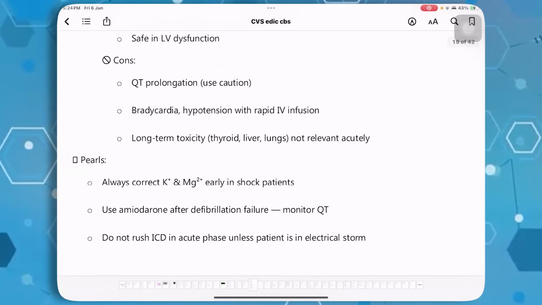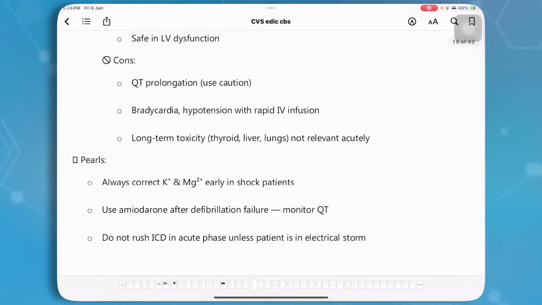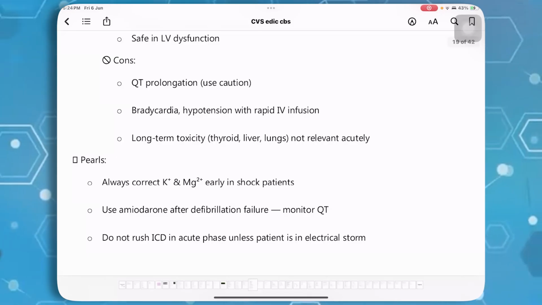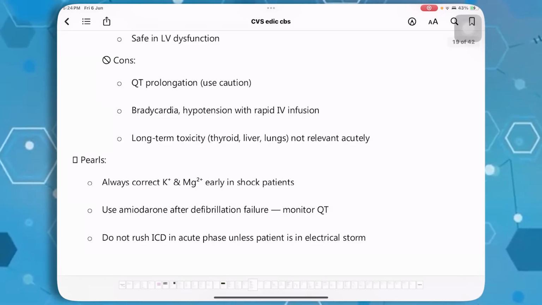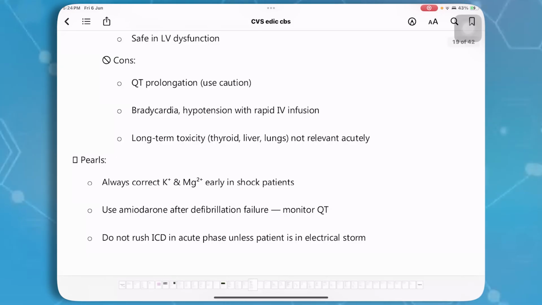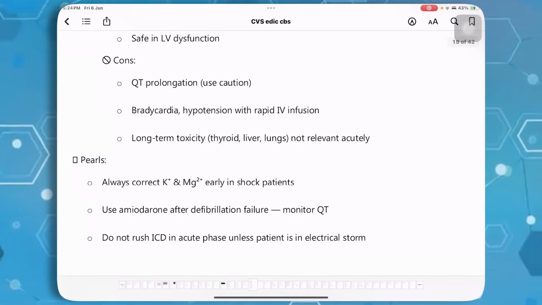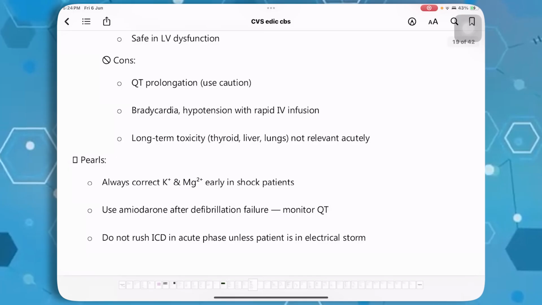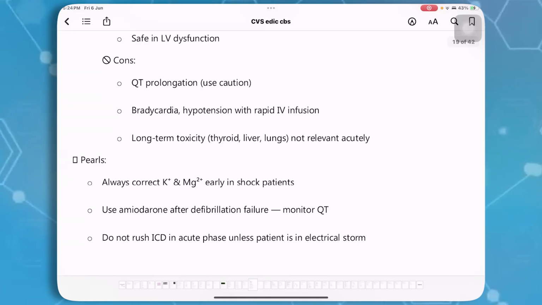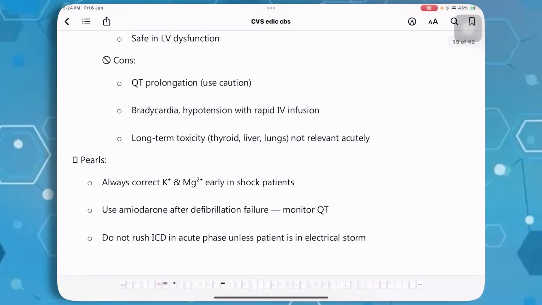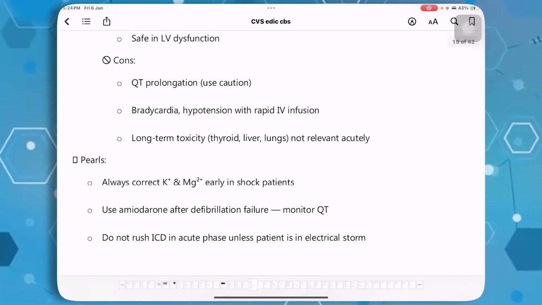Number one, always correct potassium and magnesium early in shock patients because they can push the patient to the brink of myocardial arrhythmias. Use amiodarone after defibrillation failure, or after a success of defibrillation if the patient continues to have a non-sustained VT. But because you are giving amiodarone, you should monitor the QT interval.